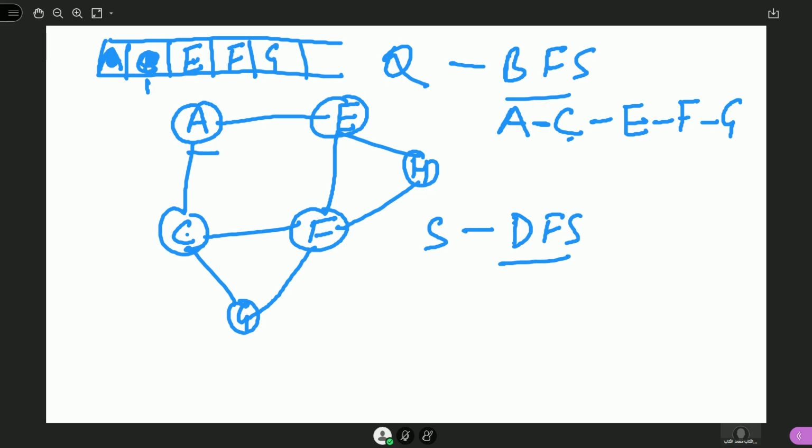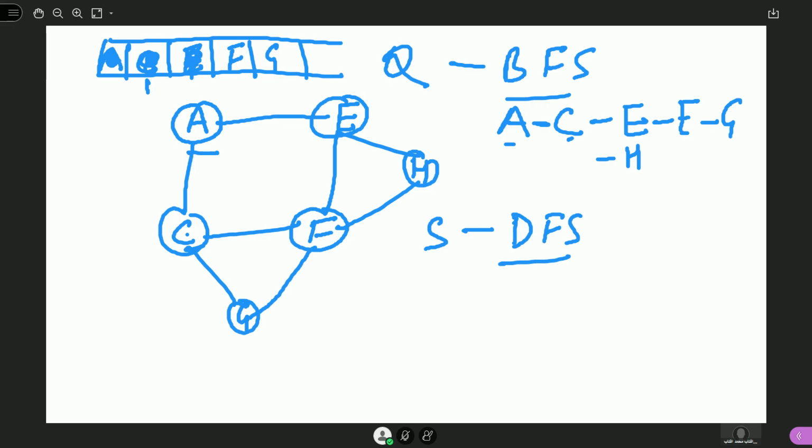The next node is E. E's adjacent nodes are H, F, and A. A is already finished, F is already finished, and H remains. I'm writing it in a straight line, not down, because there is no space to write downward. H. So E is also finished.